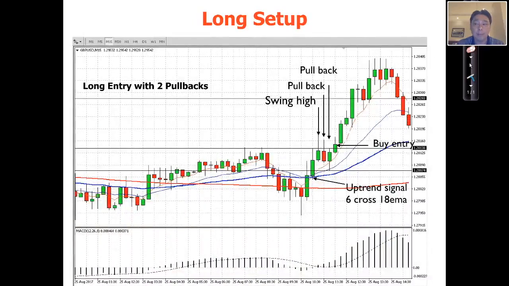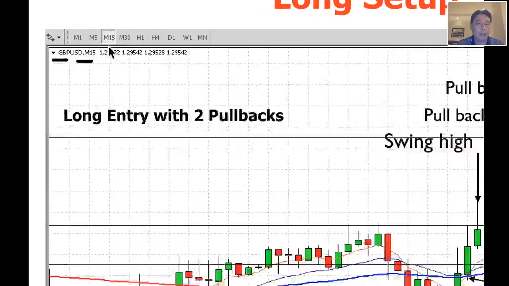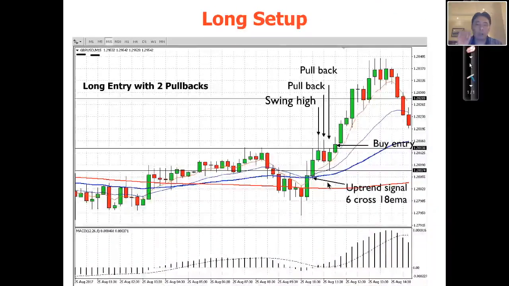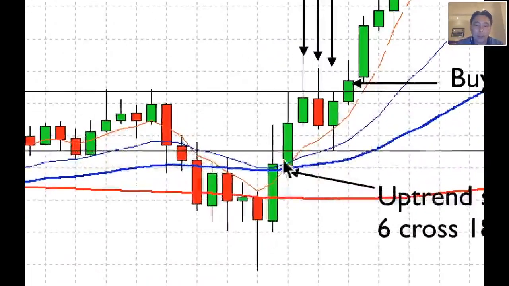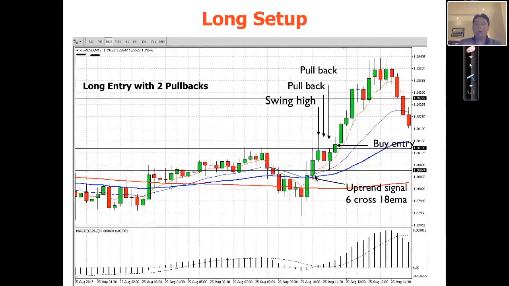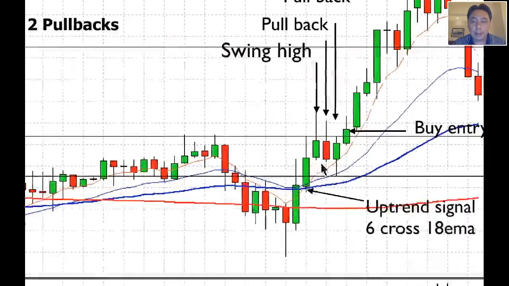Here's another example, and this is again on the pound dollar 50-minute candles. Okay, so let's take a look at the pattern again. So again, this red line, that's the 6 EMA, the blue line is the 18 EMA. So we've got the 6 EMA crossing above the 18 EMA. Can you see that? Okay. So remember, right at the cross or right after the cross, we must have a swing high candle. So which one's the swing high candle? And the answer is this guy, right? This is the swing high candle.